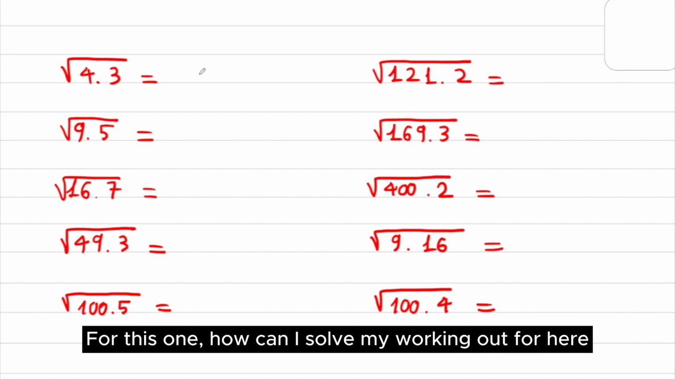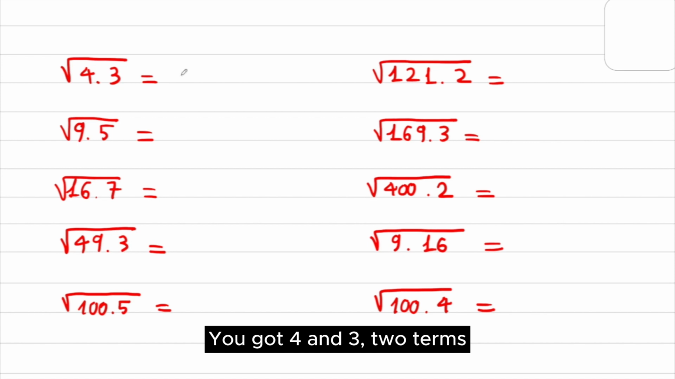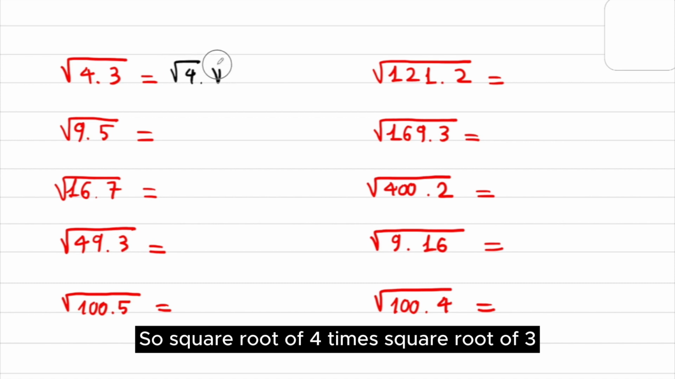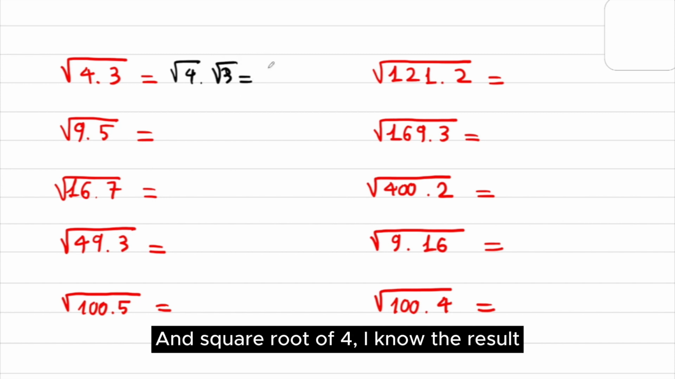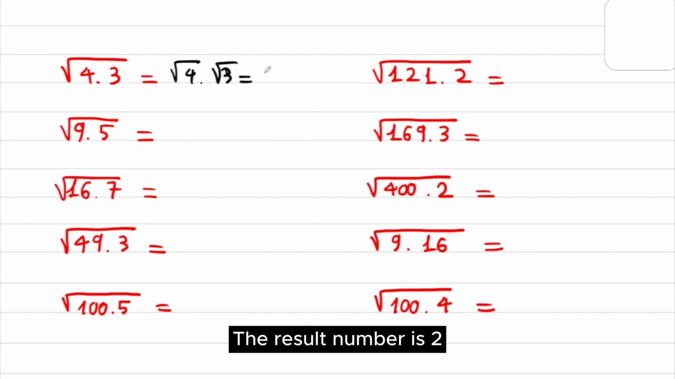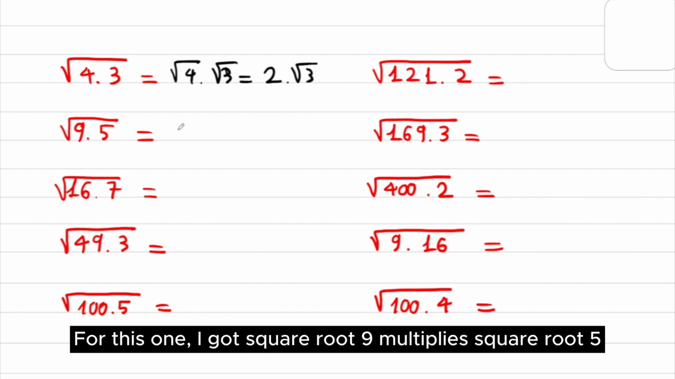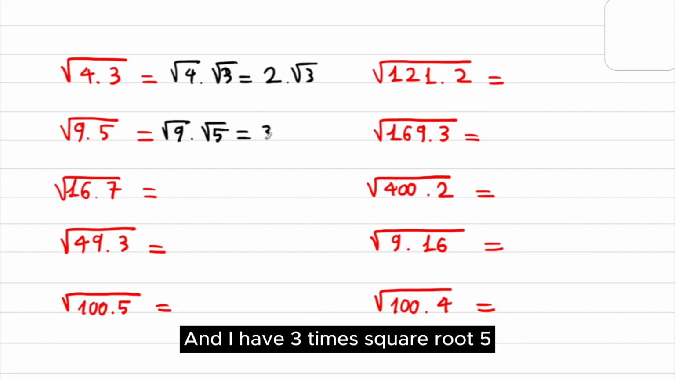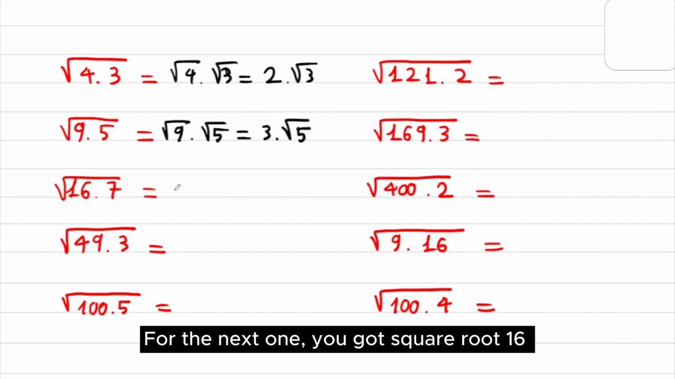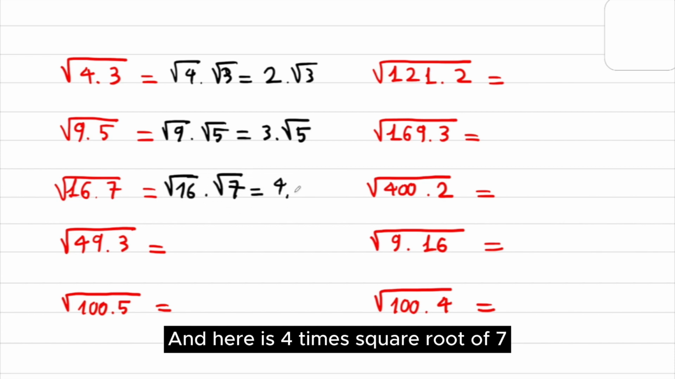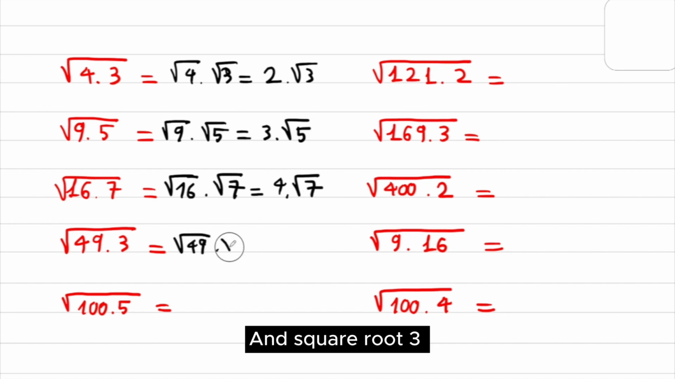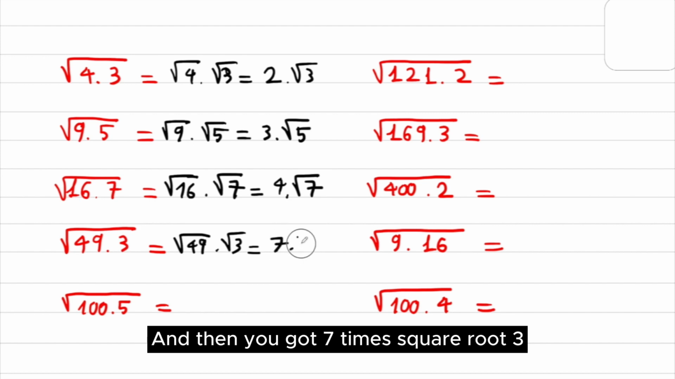Okay, for this one, how can I show your working out? My working out for here, you got 4 and 3, 2 terms, so square root 4 times square root of 3, and square root of 4 I know the result. The resultant number is true. Okay, good writing. For this one, I'm going to square root 9 multiply square root 5, and I have 3 times square root 5. For the next one, you got square root 16 multiply square root of 7, and here is 4 times square root of 7. And here you got square root of 49 and square root 3, and then you got 7 times square root 3.